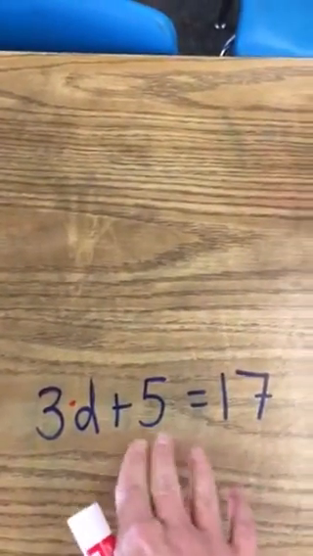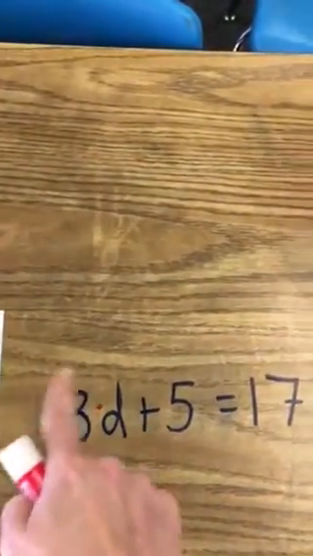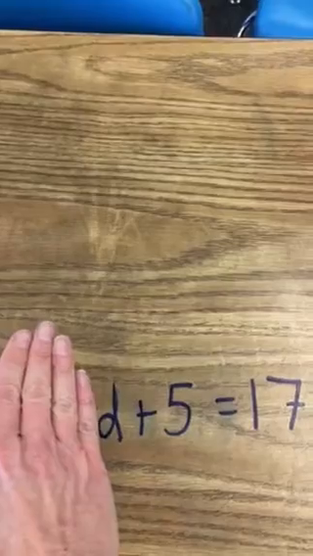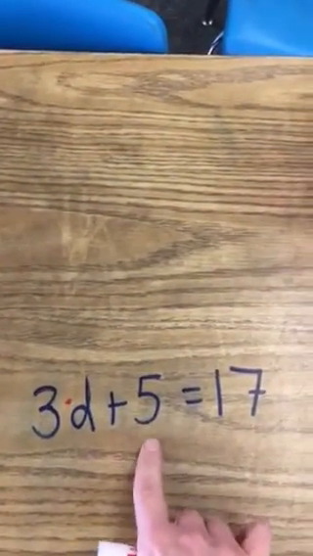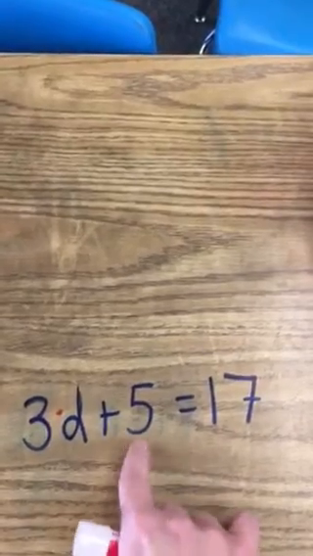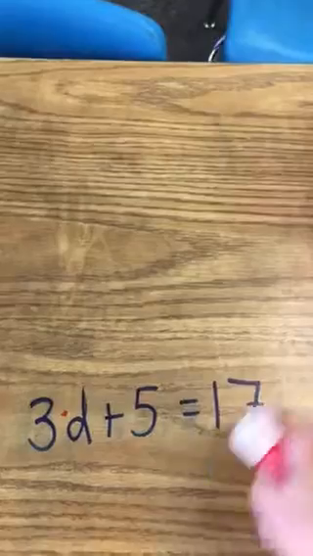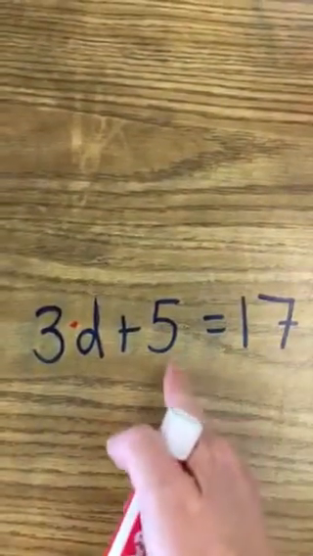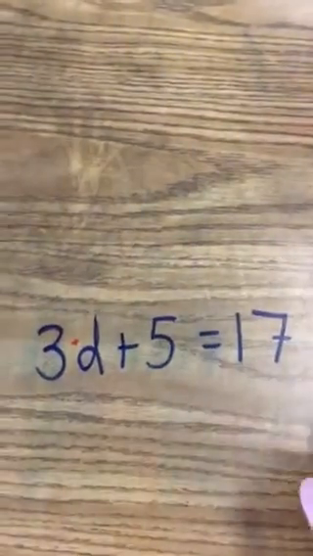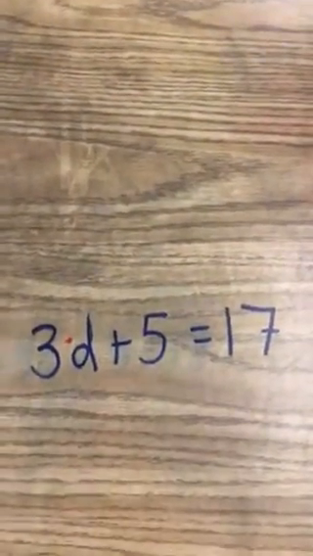In algebra, we always want to look for like terms, and in this case, we have the letter d. Remember that 3 is just a coefficient. It's just telling us that there are 3 d's, and on this side, we have the number 5. Number 5 is like number 17. They are both numbers. We can operate with them. And in this case, we want to use inverse operations to get the numbers on one side of the equation and the variable on the opposite end.